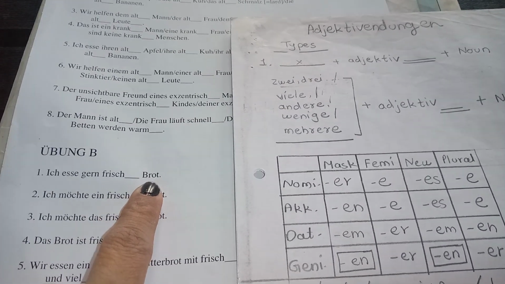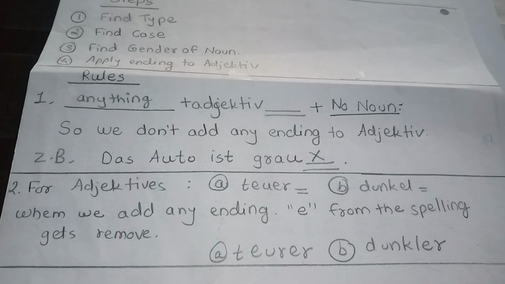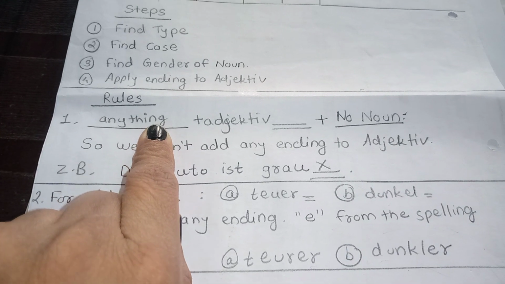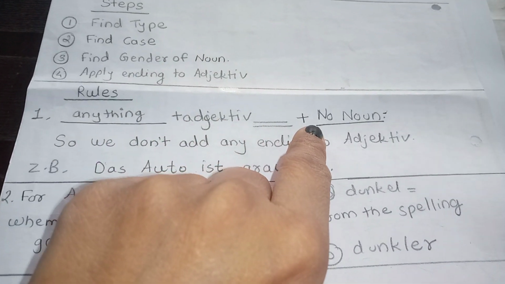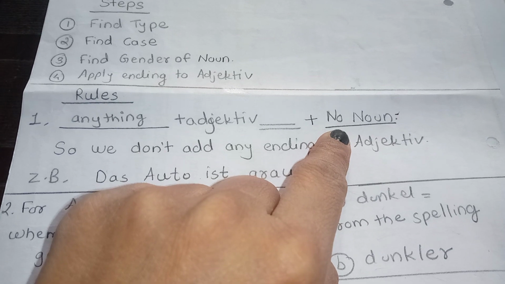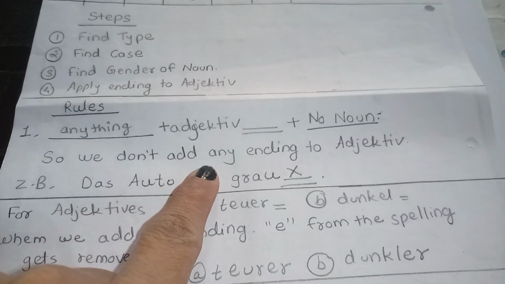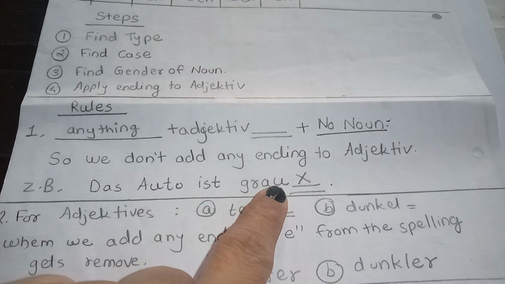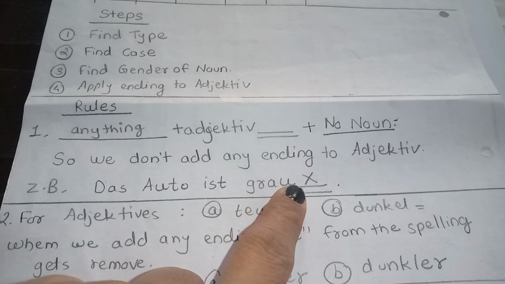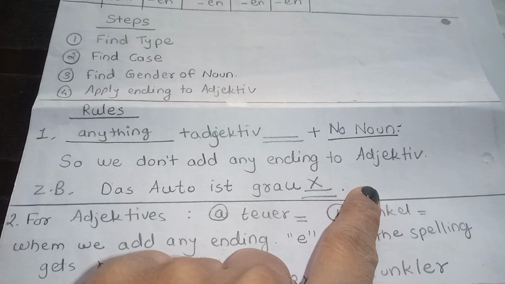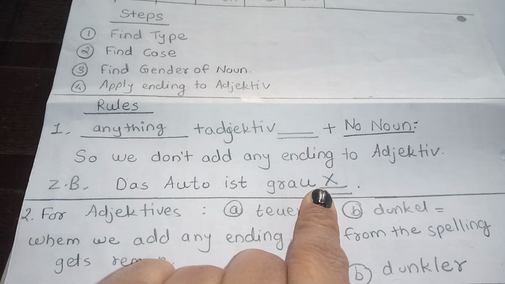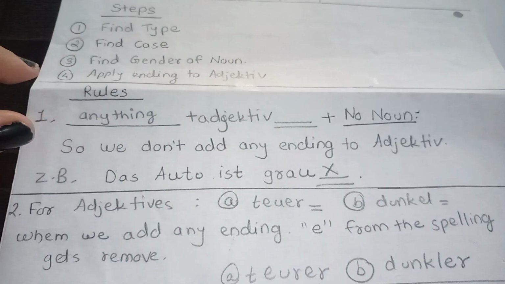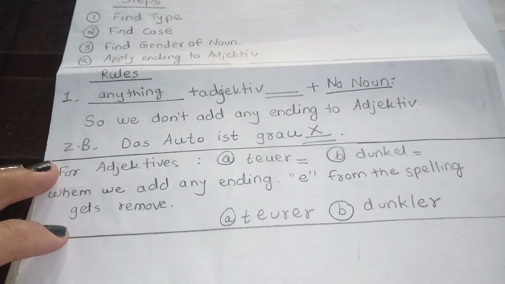Okay, now the very important rule we will learn now. If before the adjective there is anything, and after the adjective there is no noun, then we do not add any ending to the adjective. For example, das Auto ist grau, the car is grey, and after grau there is no noun, so we are not adding any ending after the adjective, which is grau. Okay, remember this rule, students, very important rule.